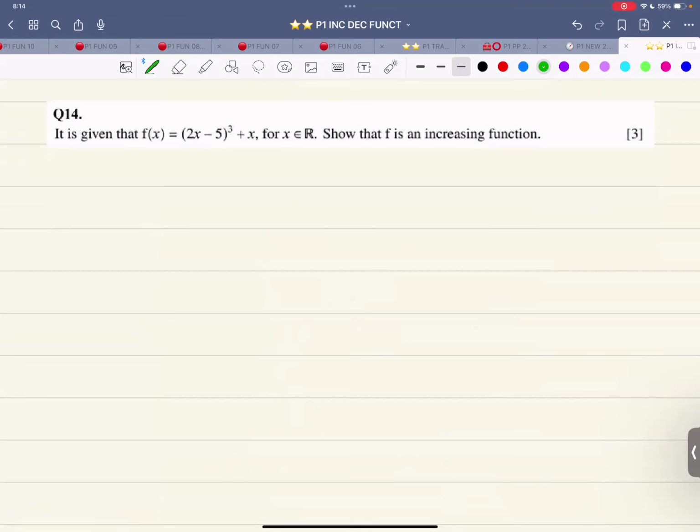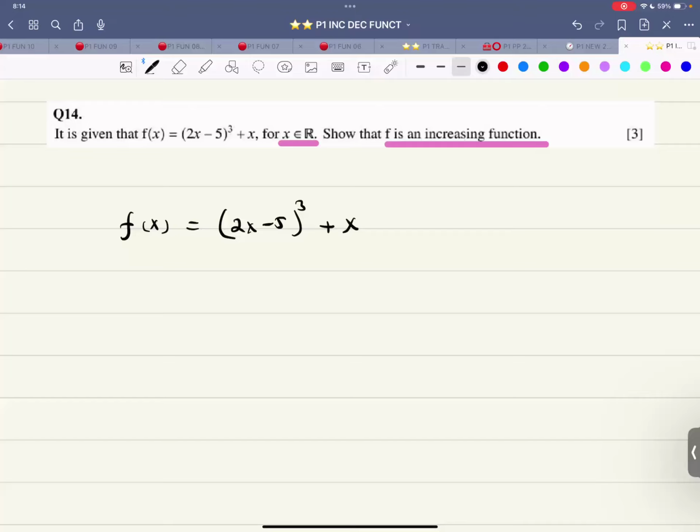This is slightly different from what we did earlier. Again, the domain is all real numbers. So the domain is all real values of x. Show that f is an increasing function. First of all, if x, that is (2x minus 5) the whole thing cubed plus x.